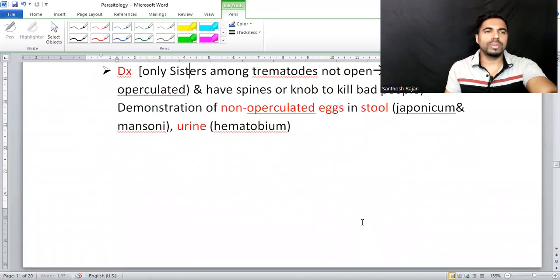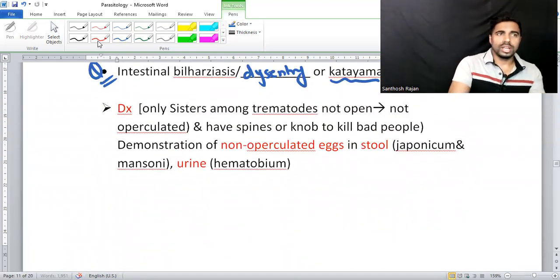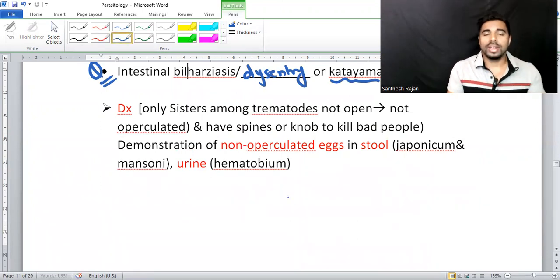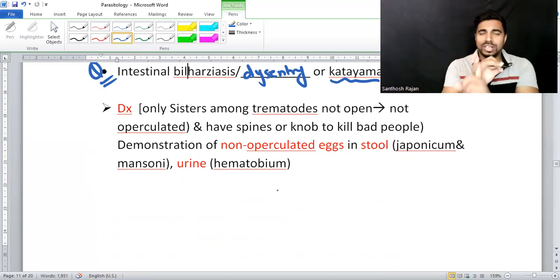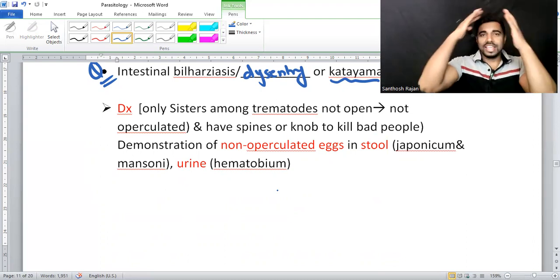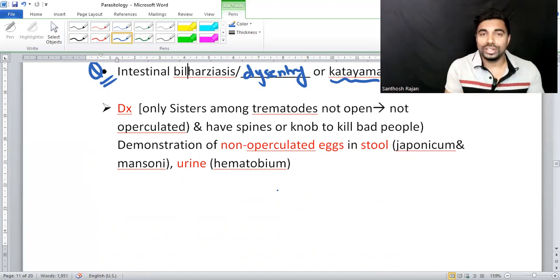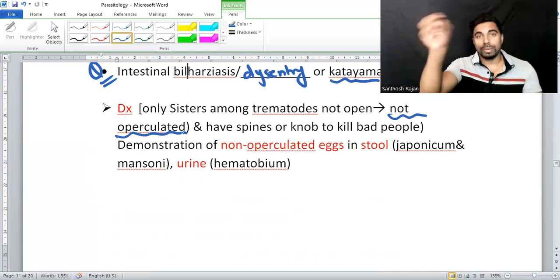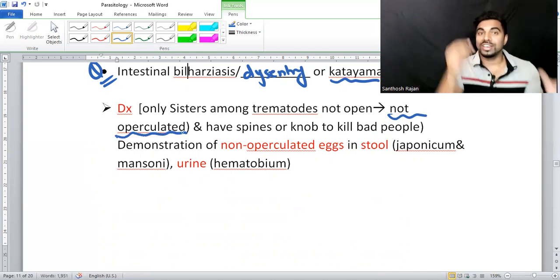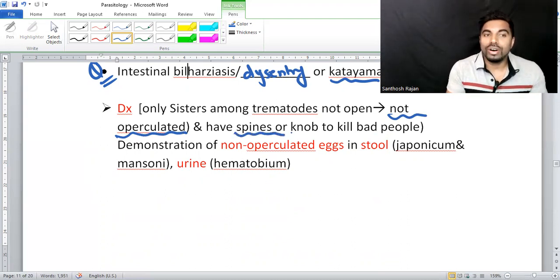Remember, there's one particular important thing in this: the eggs, how you will identify them in Schistosoma. Usually, how to remember, sisters from the churches or sisters from the hospital, they are completely covered, not open. That means they are not operculated. Schistosoma eggs are not open. Usually, trematode eggs are operculated, open with a lid on top. But only Schistosoma are completely closed, so there is no opening. Instead, they have a spine or knob-like structure. Okay, remember that.